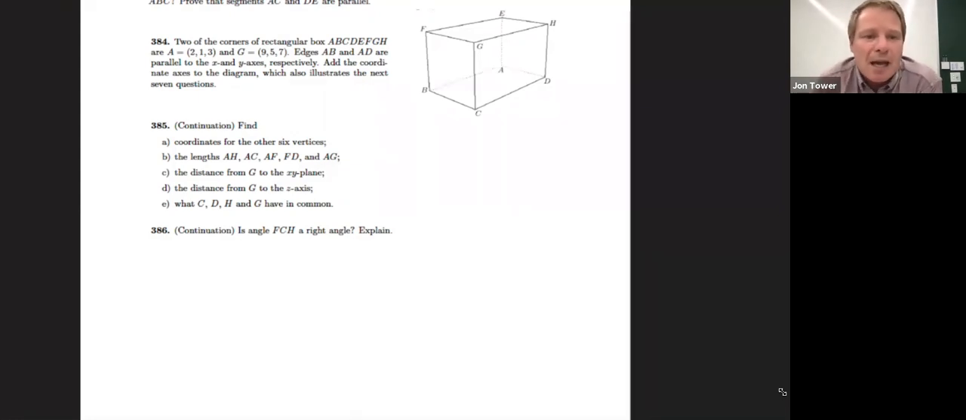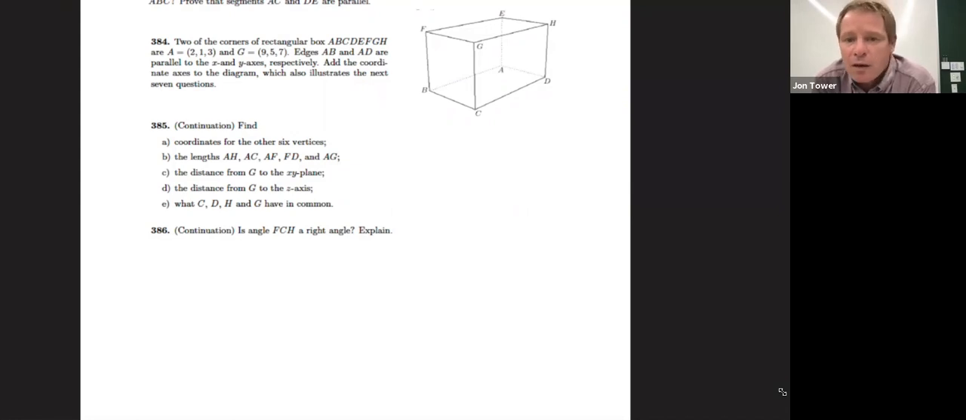So this problem says, here are 2 points, A and G, that are defined in 3 dimensions. The edges AB and AD are parallel to the X and Y axes. Add in the coordinate axes to the diagram. So we're being asked to identify on our figure where the origin is. Where is 0, 0, 0 going to be located? And after that, how could we draw in the rest of those coordinate axes, right? The x-axis, the y-axis, and the z-axis. And then you can see there's a couple continuation questions that are going to build off of that.